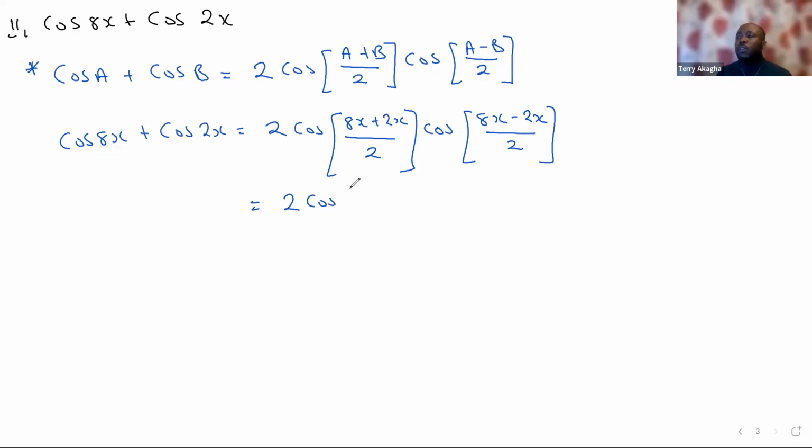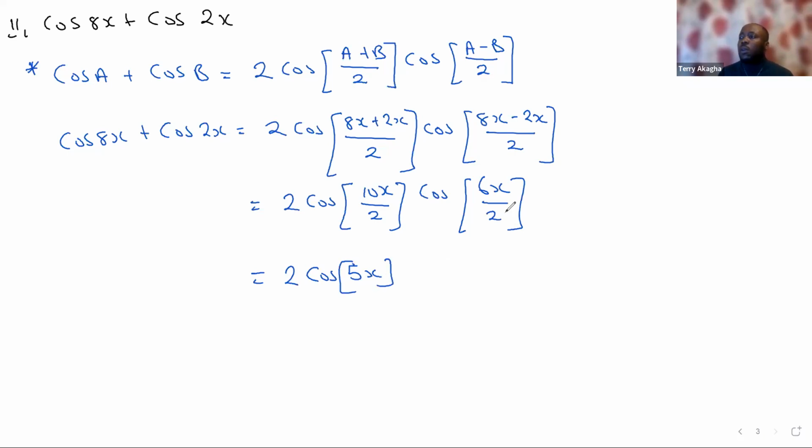And this is going to give me 2 cos, 8 plus 2 will give me 10x divided by 2, times cos, 8 minus 2 is going to give me 6x divided by 2. We can further simplify this. 2 can go in 10 5 times, so that's going to be cos 5x. 2 can go in 6 3 times, it's going to give me cos 3x. So the answer is going to be 2 cos 5x cos 3x.